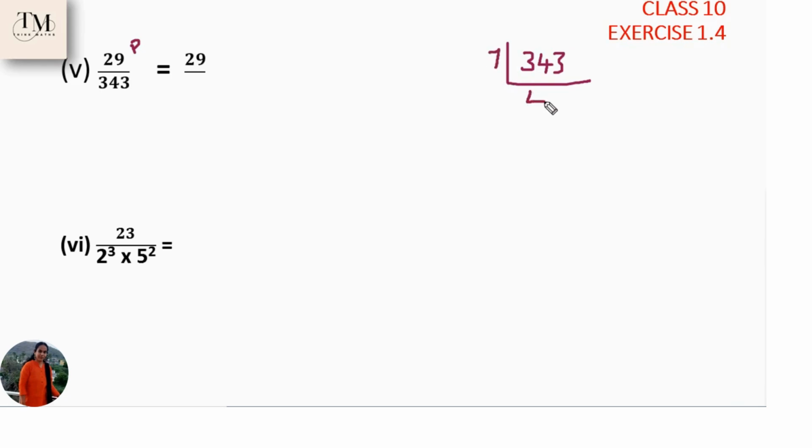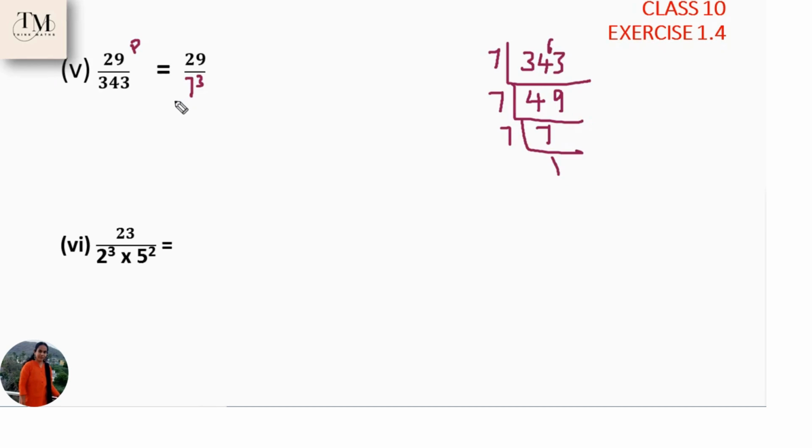So 7 4s are 28. Balance will be 6. 7 9s are 63. So 49 will be in 7 table. So 7 7s are 49. So 7 1s are 7. So 29 divided by 7.